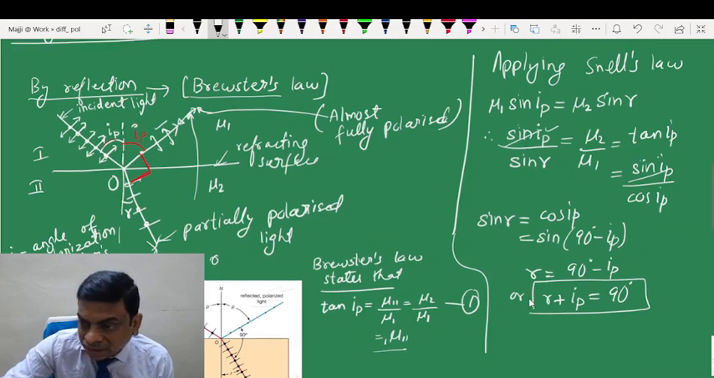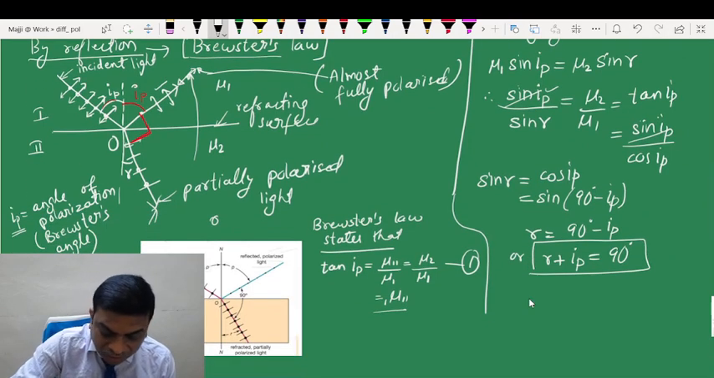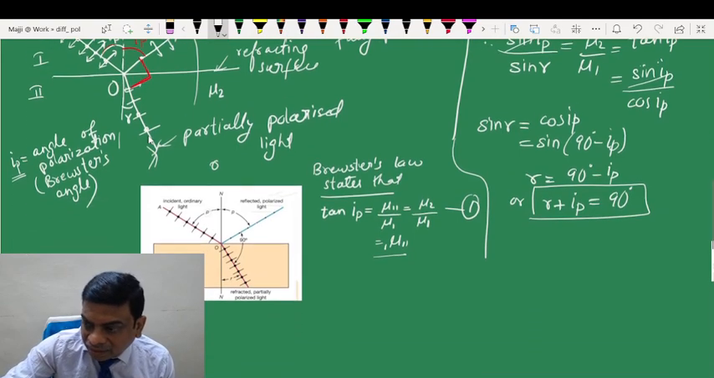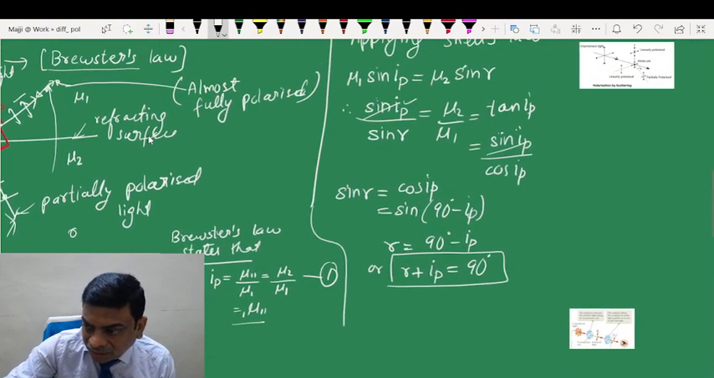Now what does it mean? Now suppose we want to know the angle between the reflected ray and the refracted ray. Let me see how we can obtain it.